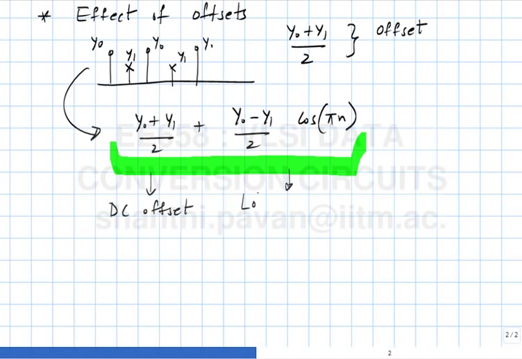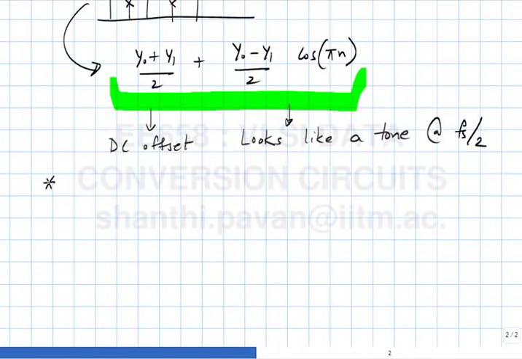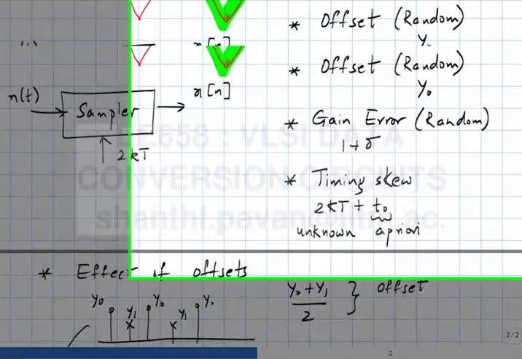So, if you didn't know that there were two guys operating in ping pong, but you simply looked at the output sequence coming out of this time-interleaved system, it would appear as if there was not only extra DC added to the input, but also a tone at Fs by 2. Now, the next thing is what happens when there is gain error.